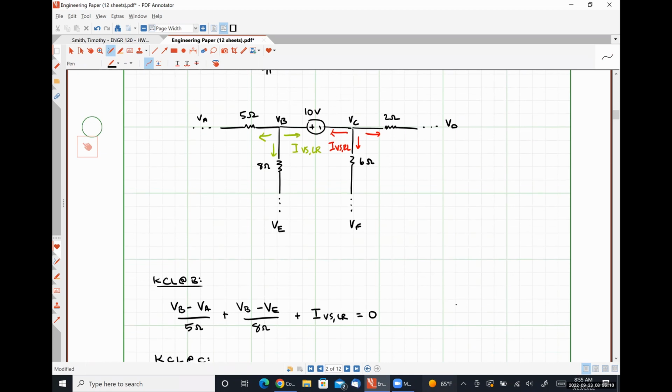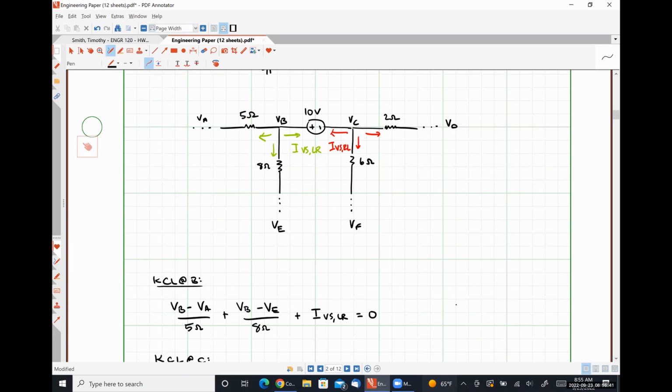What is the relationship between the voltage source current in green and the voltage source current in red? They are equal but opposite, okay? So how we're going to handle this case, and we're going to have to do this the majority of the time when we have a voltage source, and I'll explain why I'm saying the majority and not all in just a moment, is we are going to add these KCL equations together.